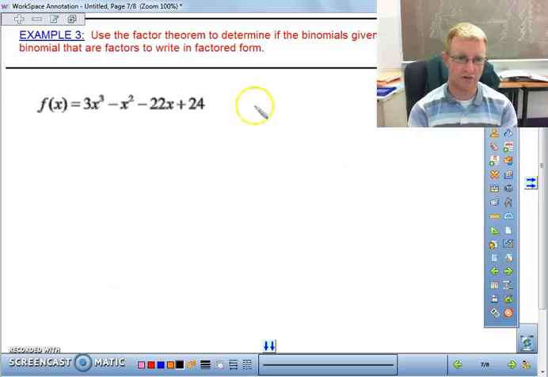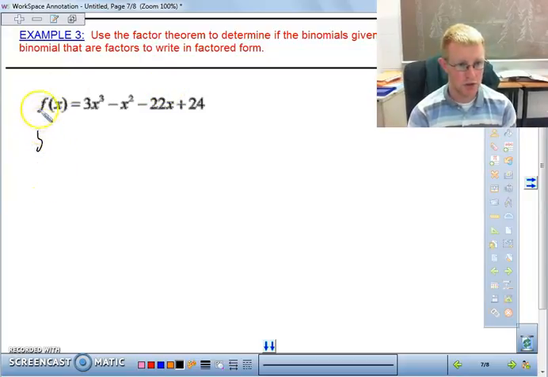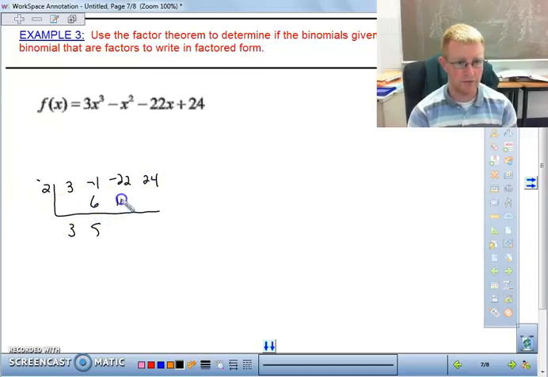So now we want to check to see if x minus 2 and x plus 5 are factors. So again, we're going to go through this the same way. We're going to first do 2. So we have 2, 3, negative 1, negative 22, and 24. Bring the 3 down, 6, 5, 10, negative 12, negative 24, 0. Perfect. So we know that x minus 2 is one of our factors.